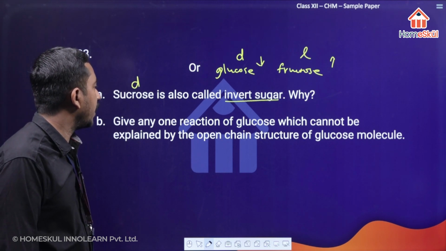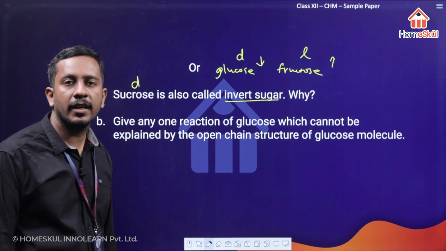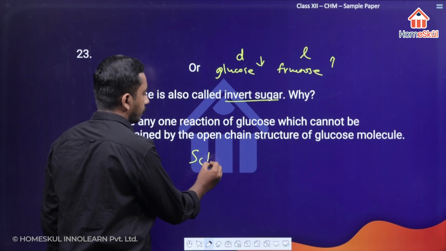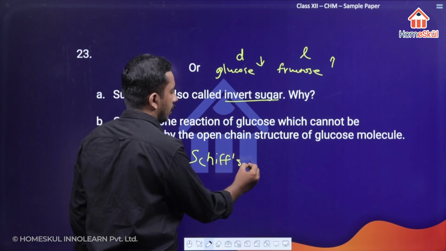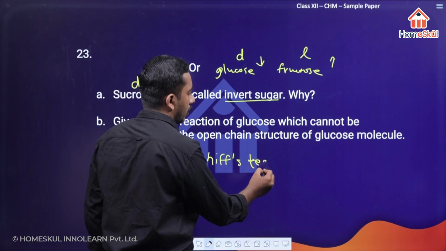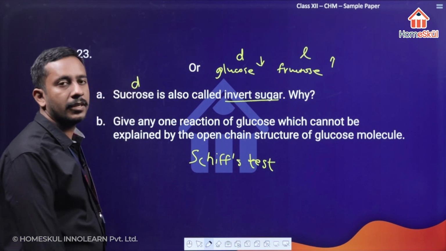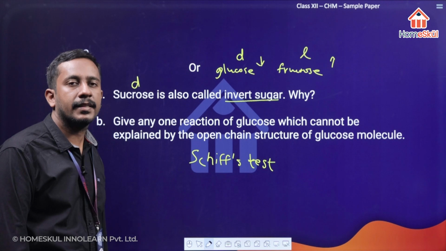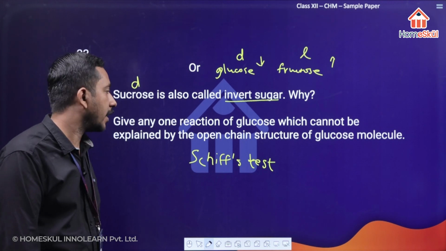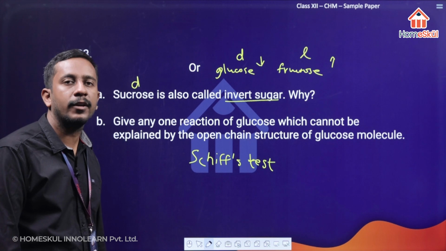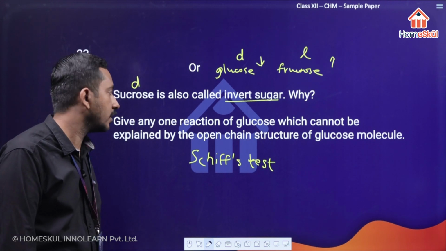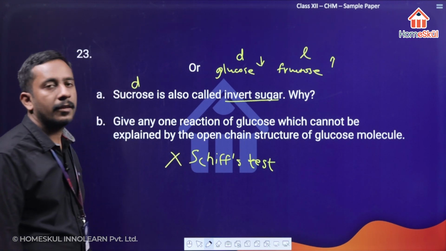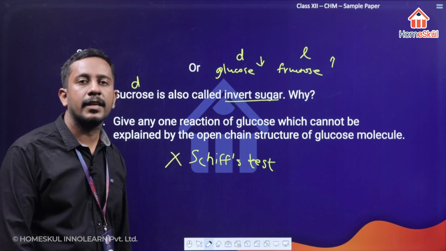What about the next question? Give any reaction of glucose which cannot be explained by the open chain structure. That is a simple question. If you consider the Schiff's test, that means the reaction of aldehydes with Schiff's reagent, we will be obtaining a deep violet red color as the observation of the reaction. If a free CHO group or an aldehyde group is present, that will give a positive Schiff test. But here glucose will not give you the Schiff's test.